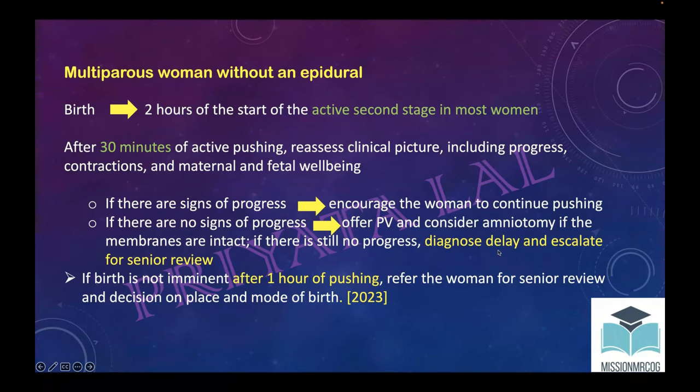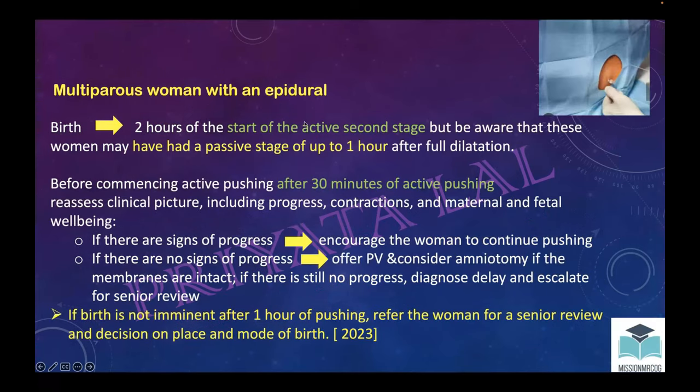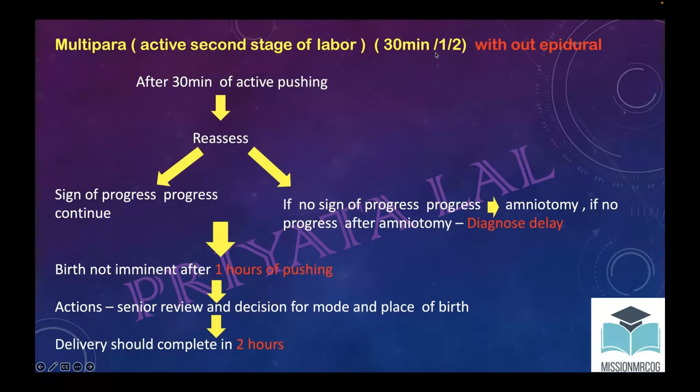If after 1 hour of pushing there is no delivery, then senior review and a decision about place and mode of birth are to be taken. And with epidural, only one thing is more: they will have a passive stage of up to 1 hour more after full dilatation. Only this much is different. Rest is the same. Now this is the flow chart. So again, I have put here 30 minutes, 1 hour, and 2 hours.